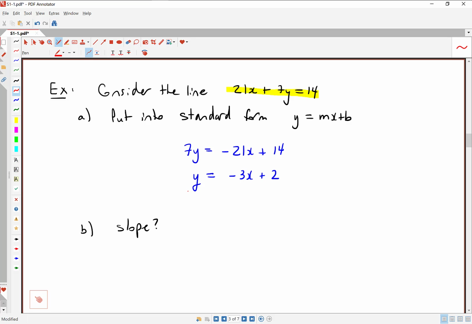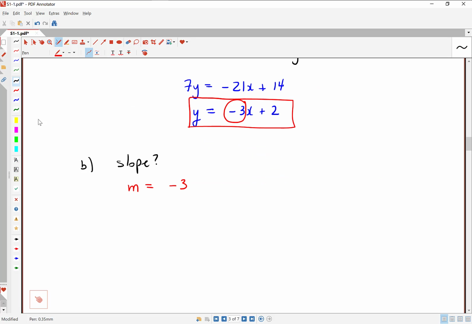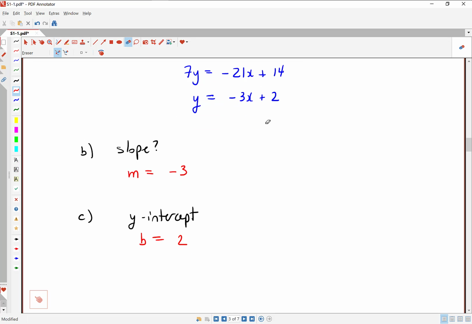Well, once you've got your line into the standard form, y = mx + b, the slope is just going to be the number in front of the x. So the slope is going to be -3, and the symbol that we're going to use for slope is m. So we'll write m = -3. It's also very easy to pick out the y-intercept. So again, you can do this once you've got your line into standard form, as we had in part A. The y-intercept is just going to be the number. So it's the 2. And the symbol that we're going to use for the y-intercept is b. So b = 2.